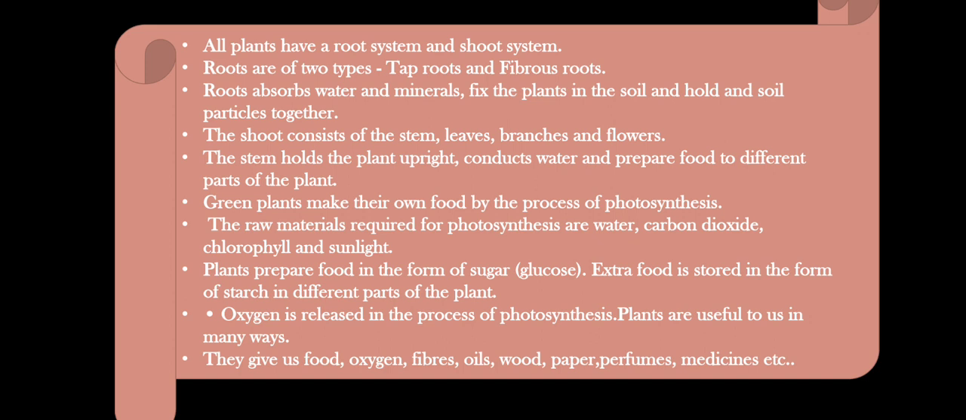Green plants make their own food by the process of photosynthesis. And the raw materials required for photosynthesis are water, carbon dioxide, chlorophyll and sunlight. Plants prepare food in the form of sugar. Extra food is stored in the form of starch in the different parts of the plant. And oxygen is released in the process of photosynthesis. Plants are useful to us in many ways. They give us food, oxygen, fibers, oils, wood, paper, perfumes, medicines, etc.